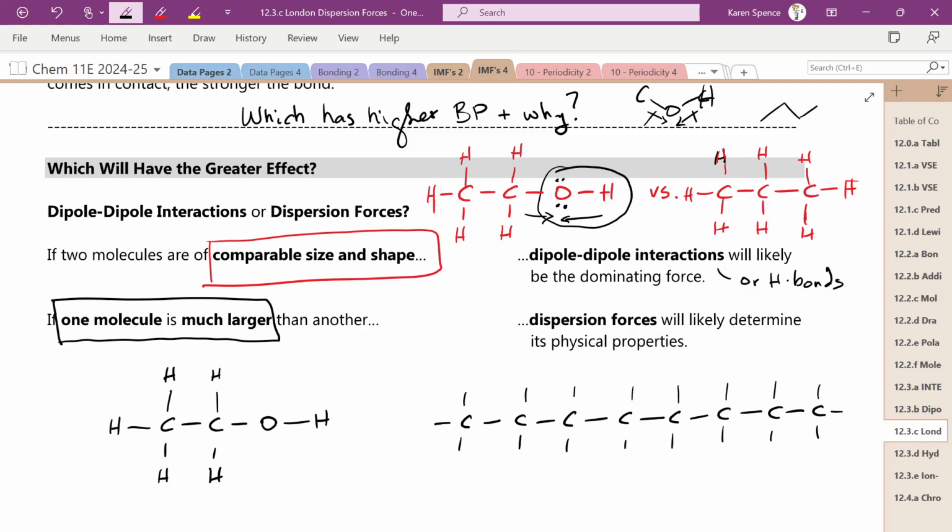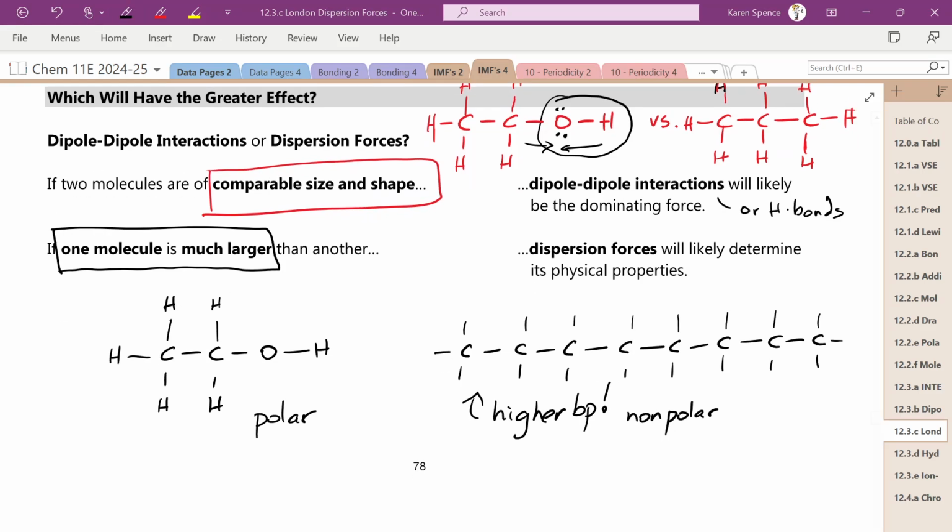First of all, the molecule on the left, polar or nonpolar? Polar. Molecule on the right, polar or nonpolar? Nonpolar. What if I told you this has a higher boiling point? Oh, why?